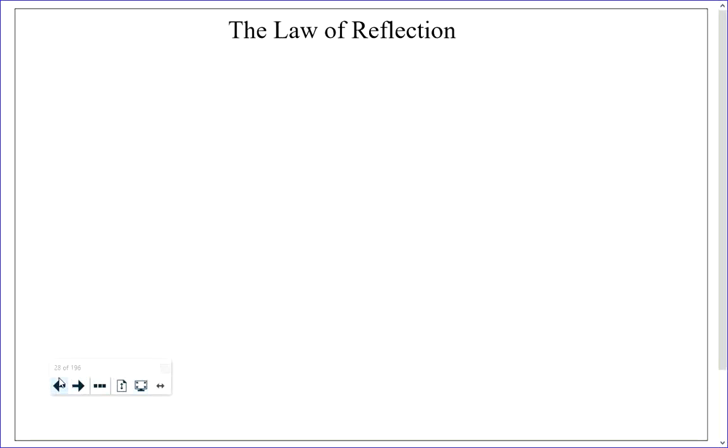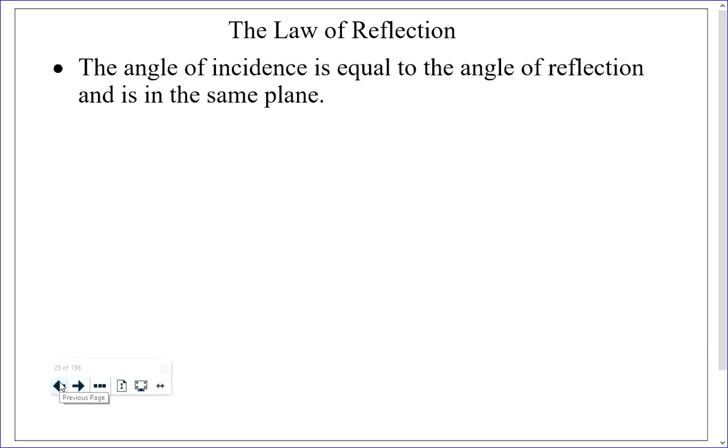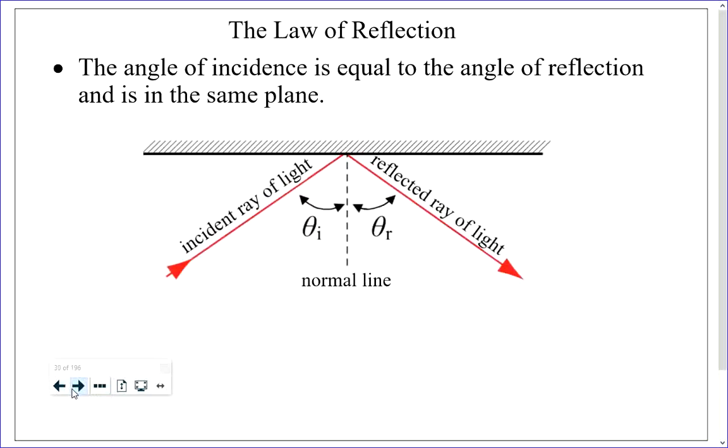We now get into optics. The law of reflection says that the angle of incidence of a reflected beam of light, or electromagnetic radiation, will always be equal to the angle of reflection. An angle of incidence is always measured between an incident ray of light and the normal line, and an angle of reflection is always measured between the reflected ray of light and the normal line.